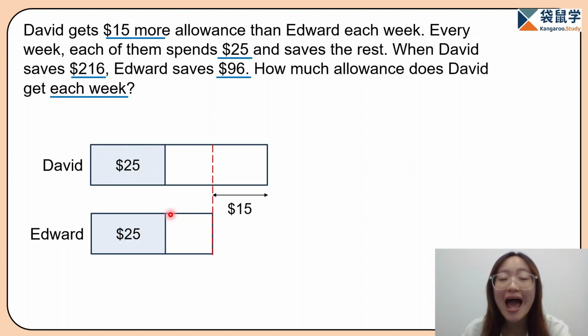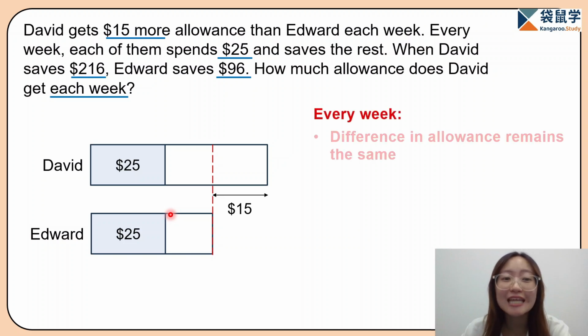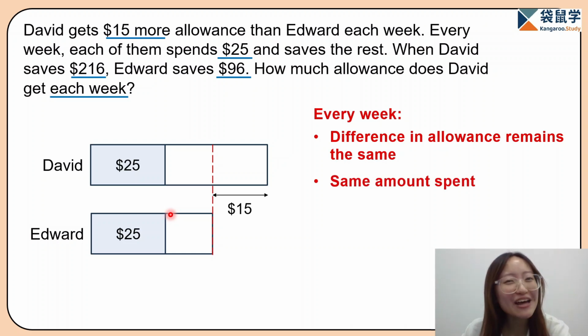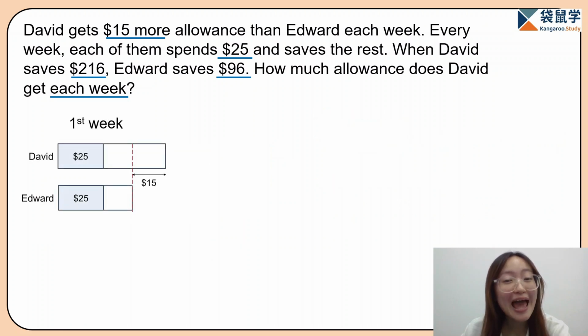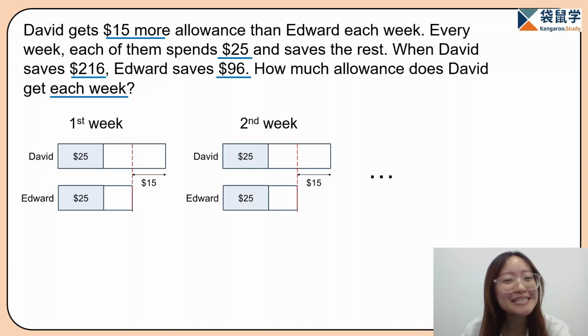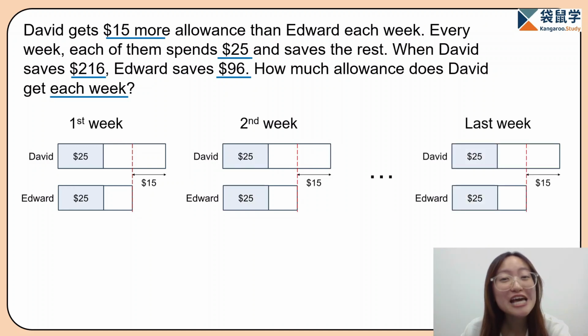Firstly, we notice that every week, the difference in allowance remains the same, and the same amount is spent. So, what is the difference in the savings? $15. So, the difference in the savings remains the same. So, this is for every week. Let's take a look at the first week, and the second week up until the last week. So, each week, the difference in savings will be the same, $15.